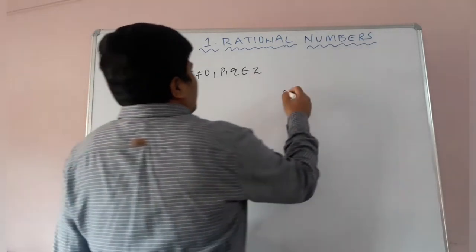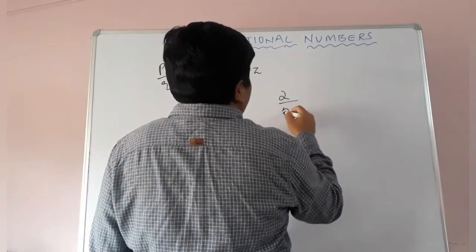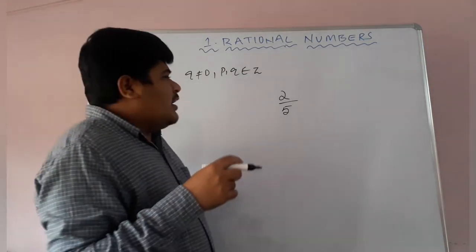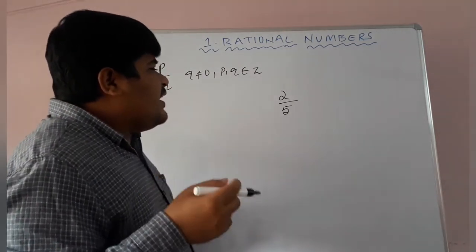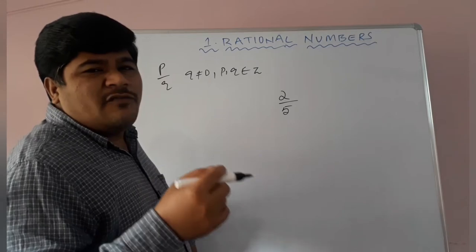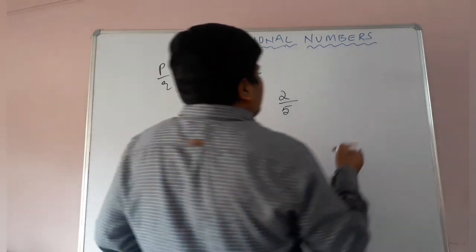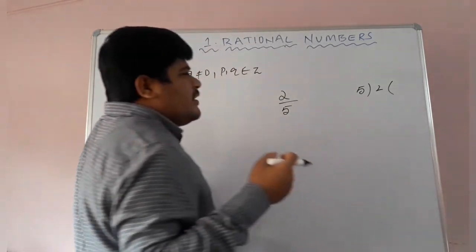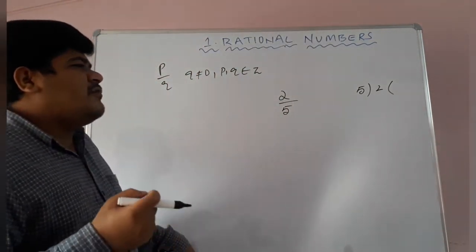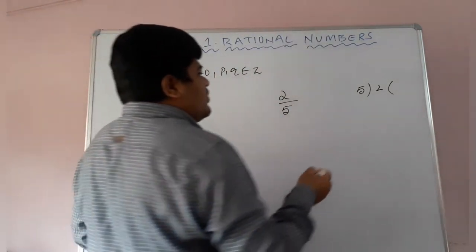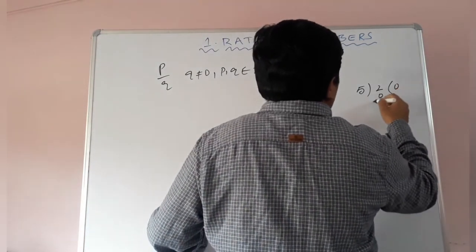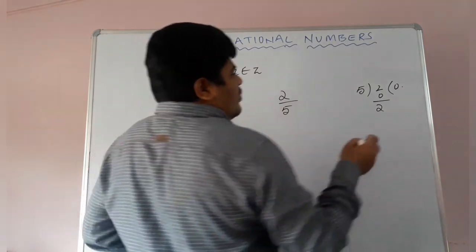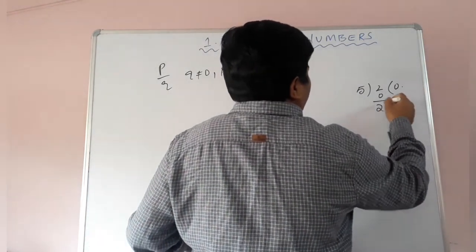Let's see. I am taking one rational number, children, that is 2 by 5. Now, we need to find its decimal form. How to find? We have to divide the numerator by the denominator. 2 is smaller than 5, so 5 zeros are 0, and 2 is the remainder. Now we have to take a decimal point, and after the decimal point we can put 0.